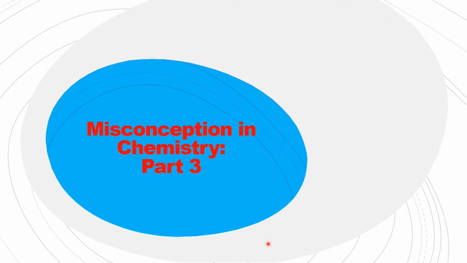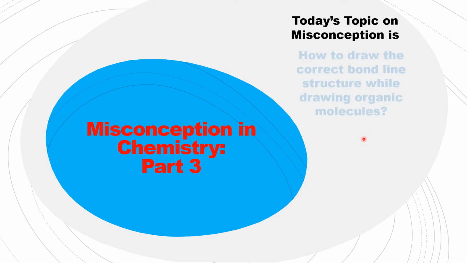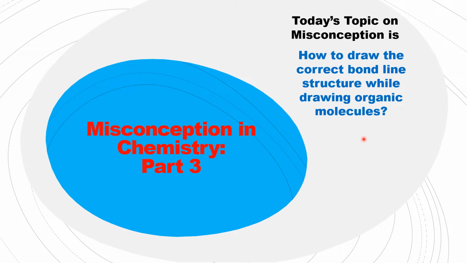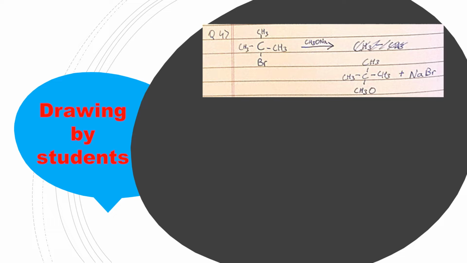Hello everyone. Today's topic is misconceptions in chemistry. In this topic, I am going to discuss the misconception of how to draw organic molecules correctly. Here I am going to show you some examples of organic reactions where students have drawn the organic molecules but the bonding pattern is wrong. Now let's start the discussion with this example.